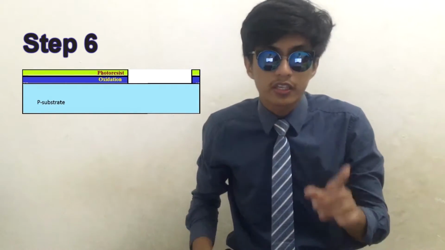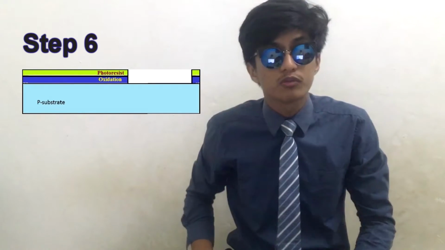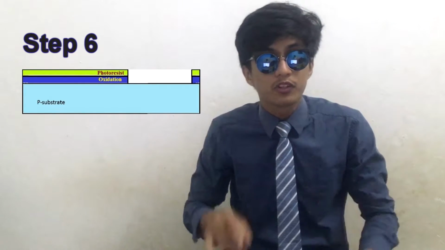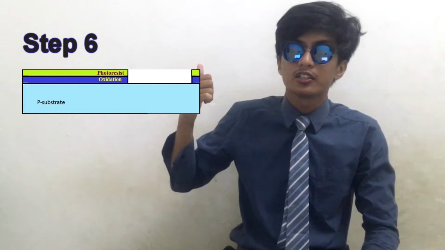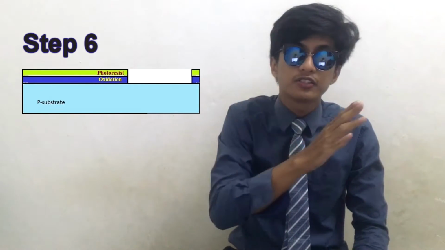Okay, and step 6 is removal of SiO2 using acid etching. The SiO2 oxidation layer is removed through the open area made by the removal of the photoresist, using hydrofluoric acid. And here is the explanation, and you can see here half of the P substrate is exposed.